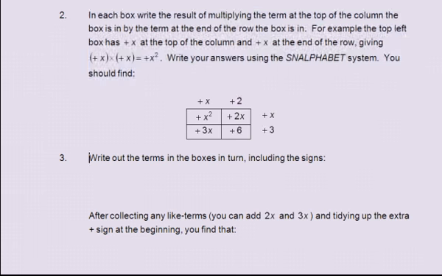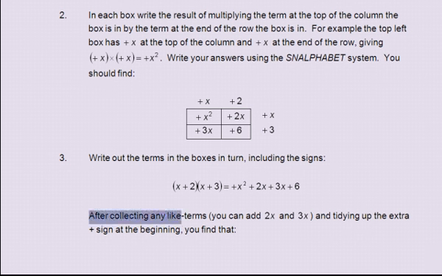Step 3. Write out the terms in the boxes in turn, including the signs. X plus 2 multiplied by x plus 3 equals plus x squared from the top left box, plus 2x from the top right box, plus 3x from the bottom left box, and finally plus 6 from the bottom right box.